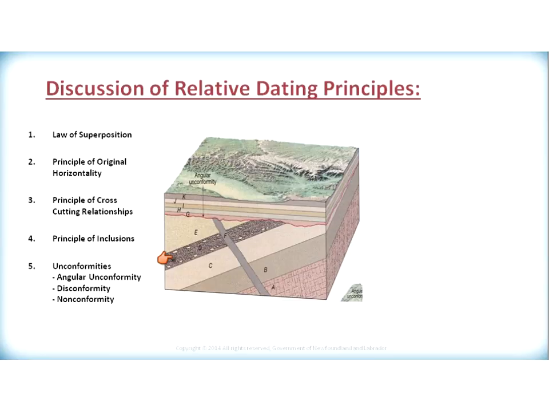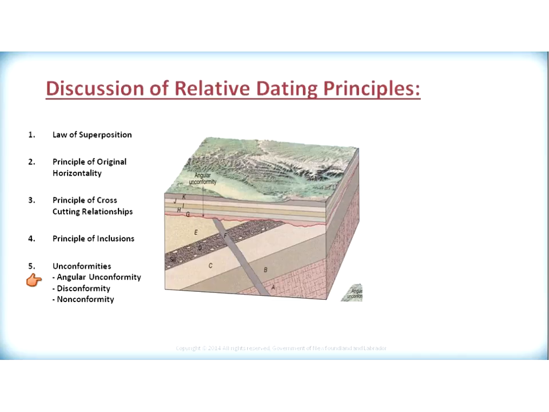Rock unit D has small inclusions of rock unit C within it. Therefore, the inclusions located within rock unit D must be older than rock unit D itself. And the law of superposition would state that rock unit C would be older than rock unit D.